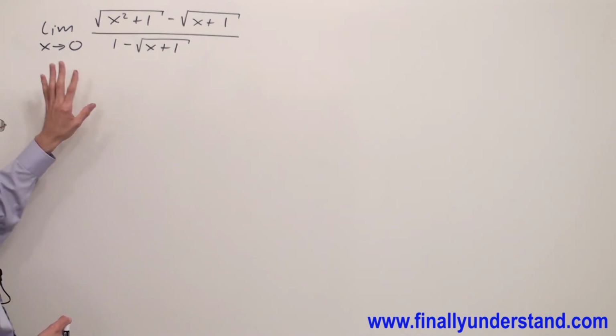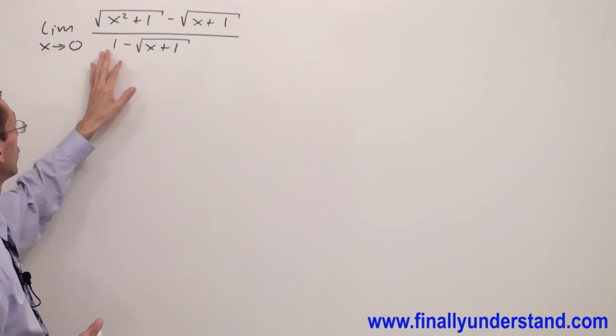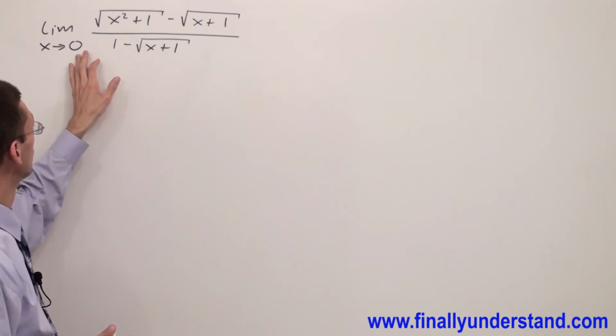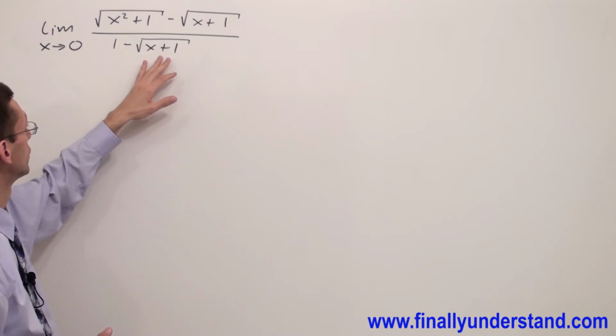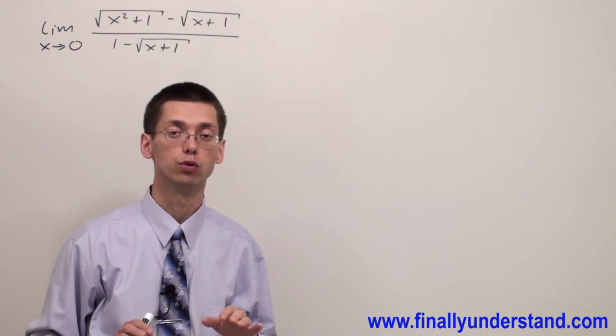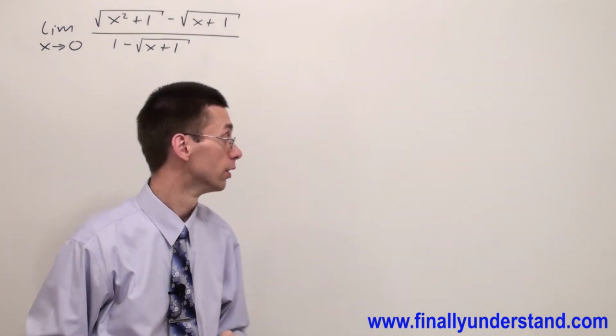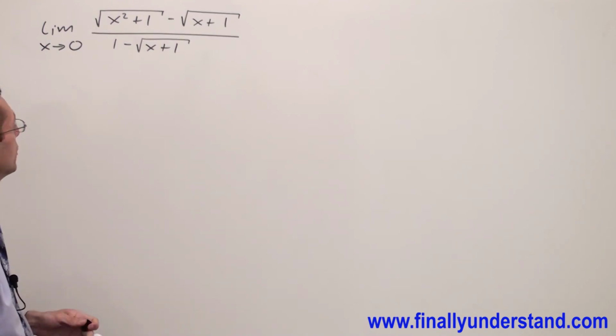Again, you're supposed to look first at the denominator. If you are going to replace this x by 0, you are going to have square root of 1. Square root of 1 is equal to 1. 1 minus 1 is going to give me 0. We said we do not want to have zeros in the denominator. That's why we have to simplify this expression.